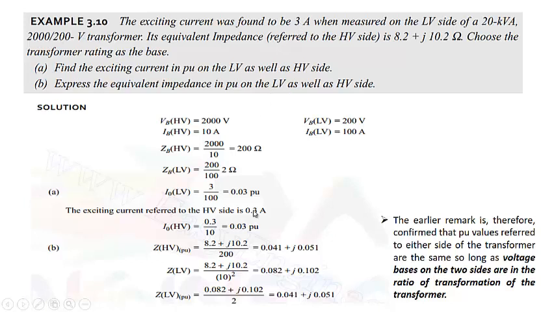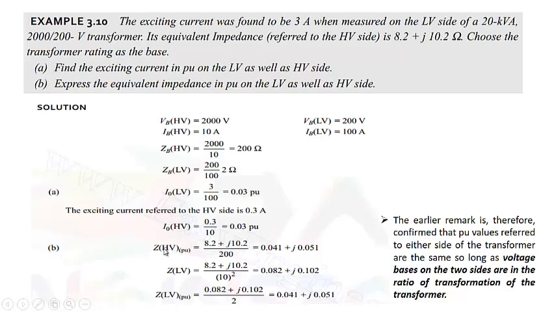equal to 0.3. So I naught on the high voltage side in per unit will be equal to 0.3, that is the actual value, divided by its base value. Base value will be 10 amperes. So when you divide by 10 amperes, it will be 0.03. So the exciting current, you can see, on both the bases will have the same value.